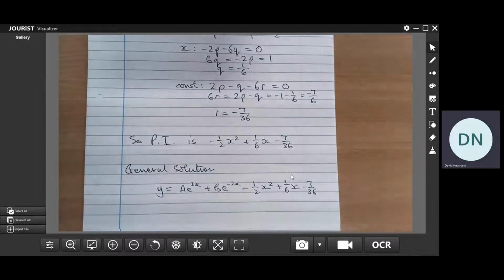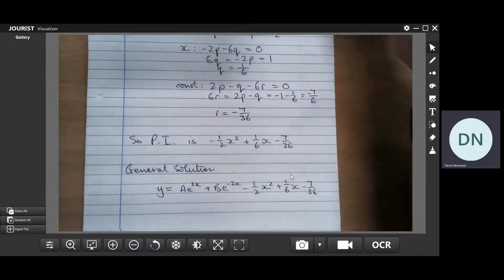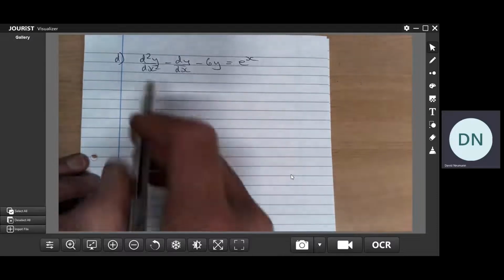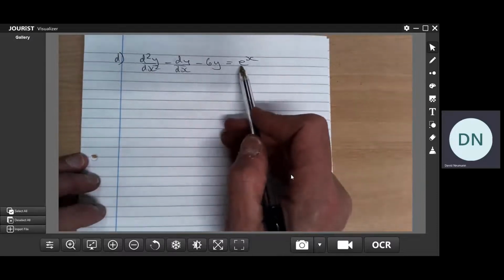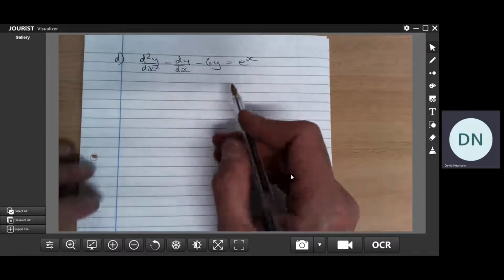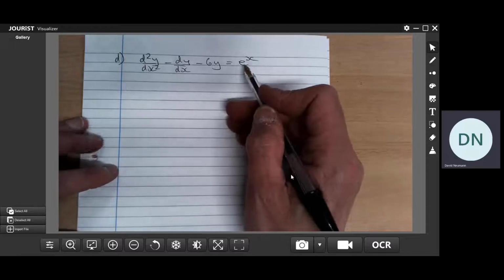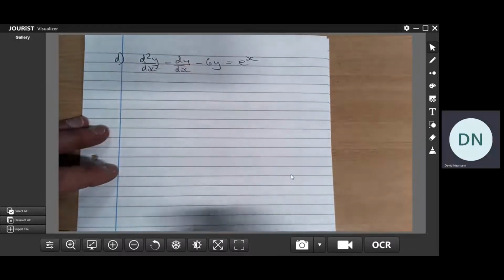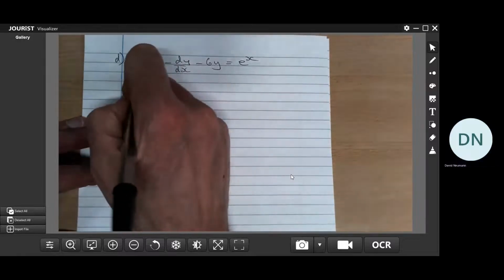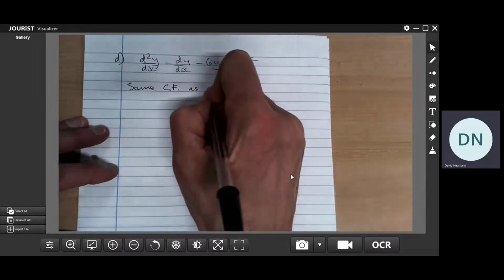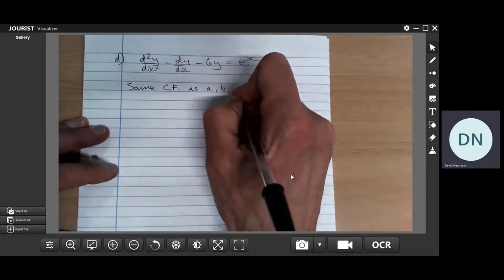Now, the right-hand side of our equation might not be powers of x. So the next example, again, looking very familiar: same thing on the left-hand side, but this time we've got e to the x on the right-hand side. We could have e to the 5x or some other exponential function here. So again, we've got the same CF as A, B, and C.